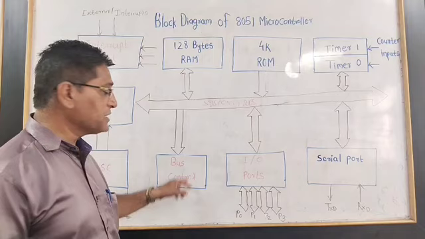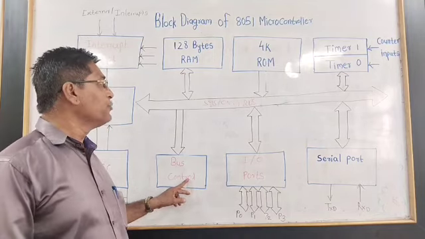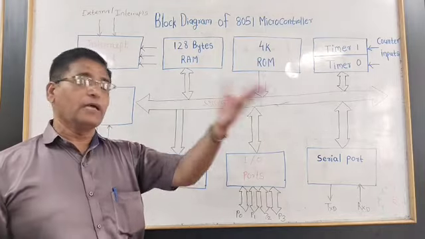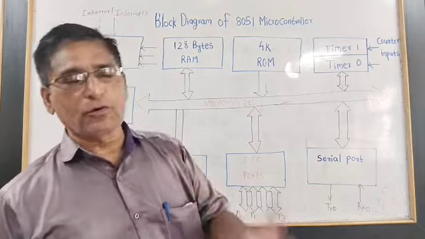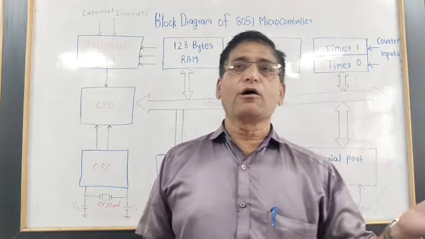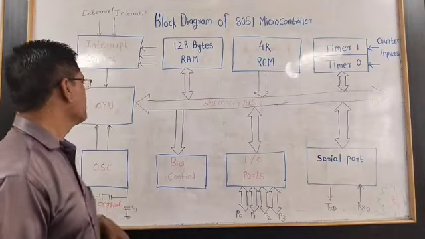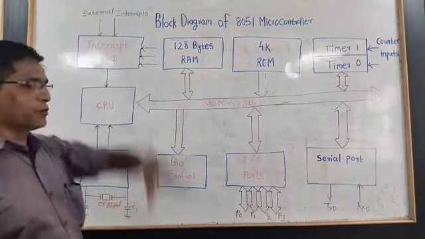Bus control. Bus control is nothing but different control signals which control all the peripheral devices internally as well as externally. So this bus control is nothing but individual control signals to give instructions or some interrupt signals to the peripheral devices. Now the main part is the interrupt control.